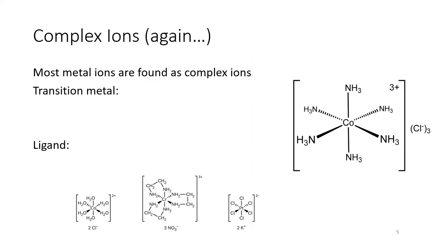So let's look at complex ions again. Recall that they have a transition metal. So over here you've got cobalt, and then you're surrounded by these ligands. And what's true is the transition metal, like cobalt 3+, it is looking for electrons, so it's an electrophile.